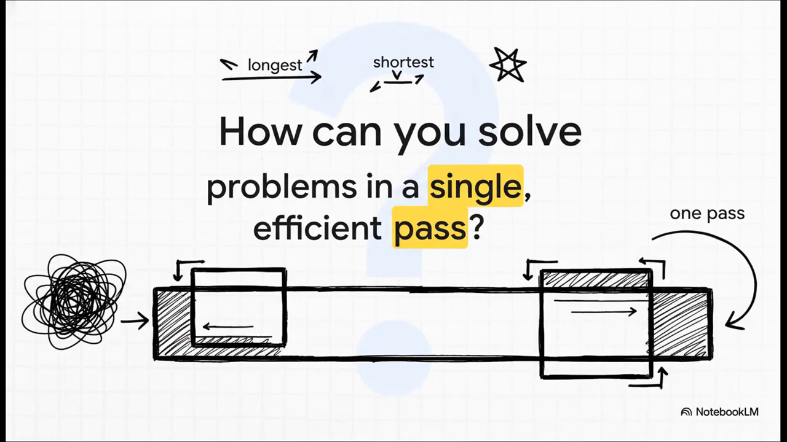I mean, think about it. You've seen these problems, right? Find the longest, or the shortest, or some optimal substring that fits a certain rule. Now, the brute force way can get super messy and really slow. So how do you do it elegantly? How do you solve it in just one pass? The answer, my friends, lies in mastering the sliding window.